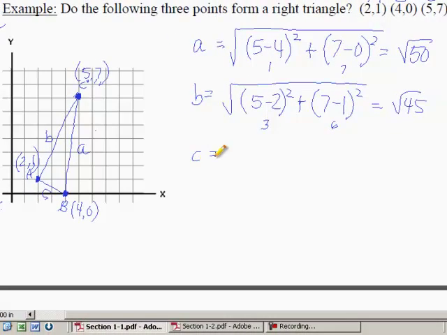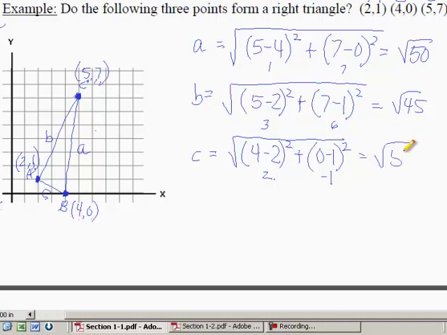My last side is C, which is from B and A. And again, I'm going to start with the highest number first. So the square root of 4 minus 2 squared, and then 0 minus 1 squared. Well, 4 minus 2 is 2, and 0 minus 1 is negative 1. 2 squared is 4. Negative 1 squared is 1. So I end up getting the square root of 5.